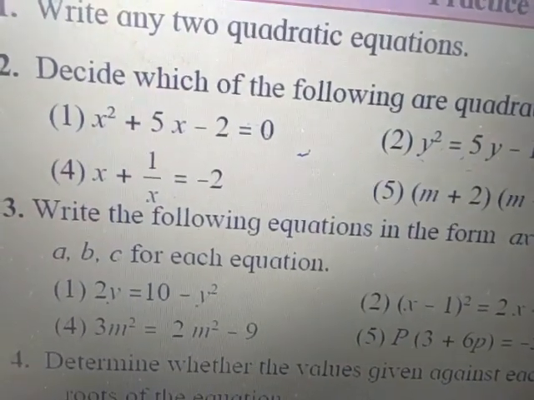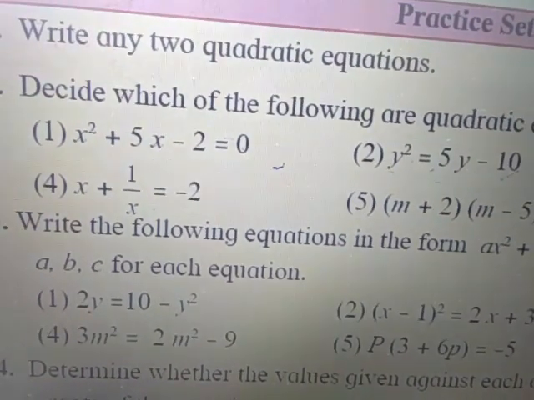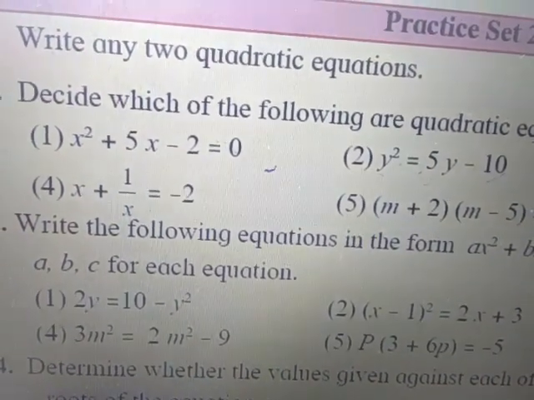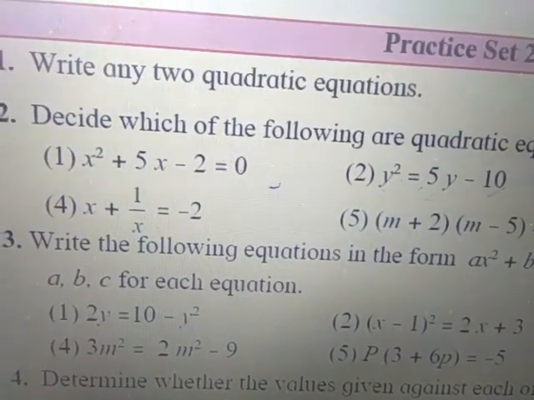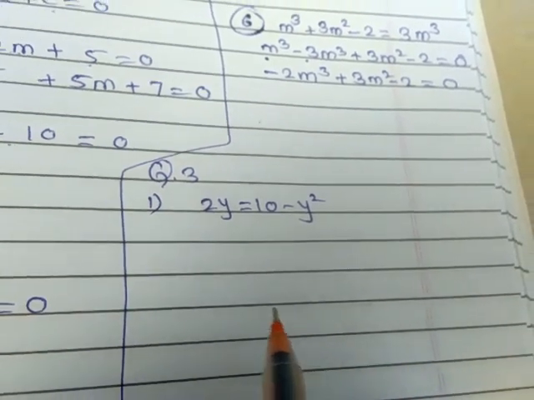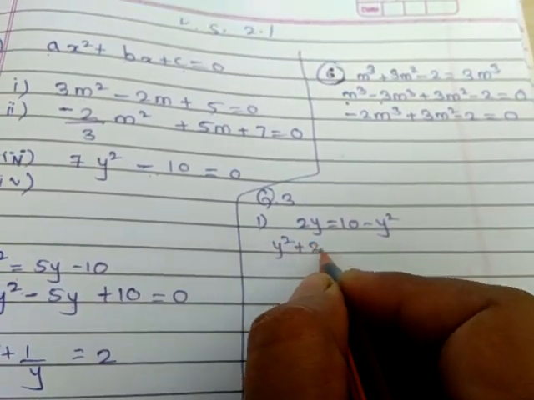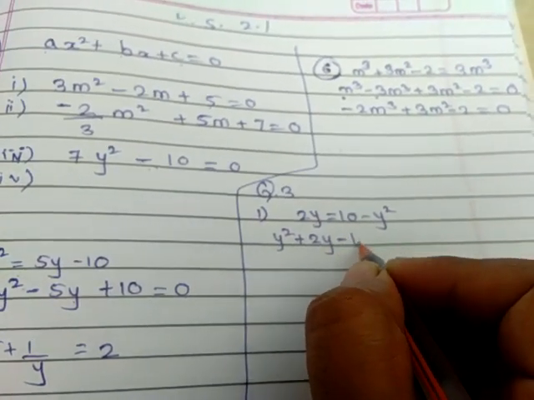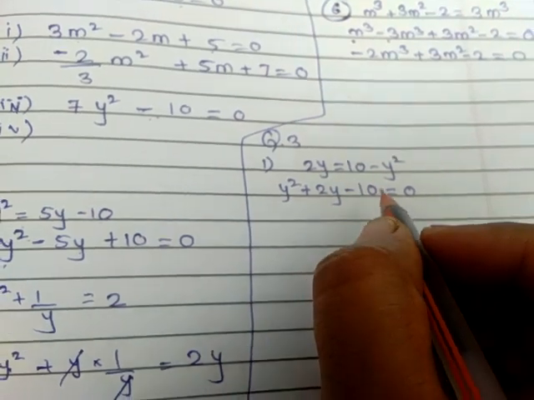Now what is the first one? 2y is equals to 10 minus y square. First we will arrange all the equation in the standard form, then we have to write the value of a, b, c. Take y square on left hand side, 10 also on left hand side, we will get y square plus 2y minus 10 is equals to 0. Now it is in the standard form.